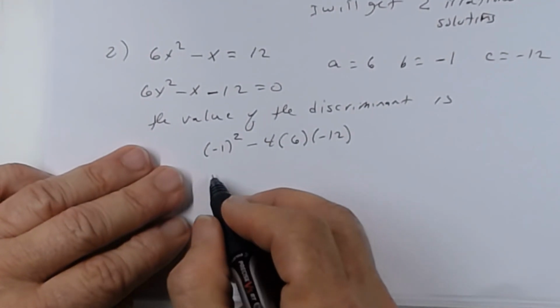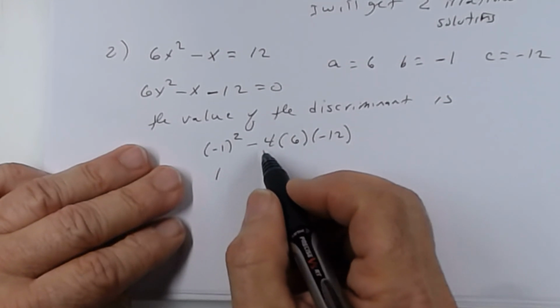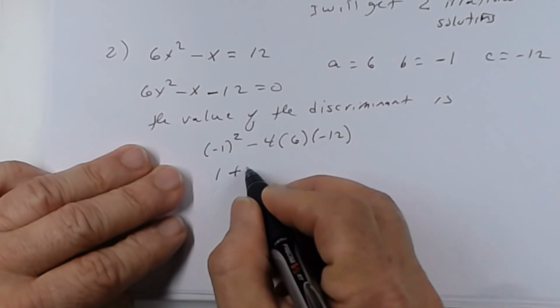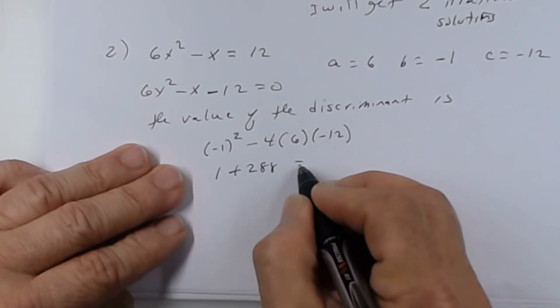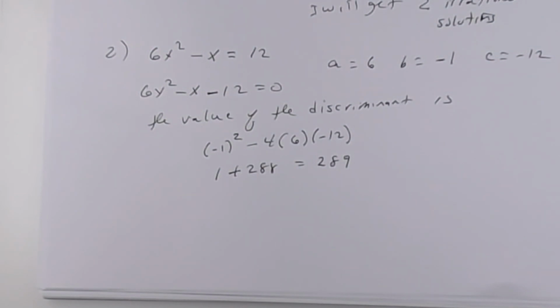Negative 1 times itself is 1. You needed a calculator for that part. But you may need your calculator for the next one. What's negative 4 times 6 times negative 12? 288. Positive 288? Yeah. Which gives me 289. All right, so the value of the discriminant is what number?